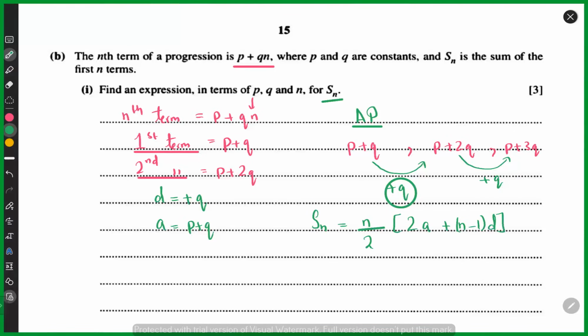I'm only supposed to plug in the values of a and d because the examiner wants me to write this formula in terms of p, q, and n. So Sn is equal to n divided by 2, and then 2 multiplied by, instead of a, I'll write p plus q, plus n minus 1, and d is also q. So this is going to be the final answer.